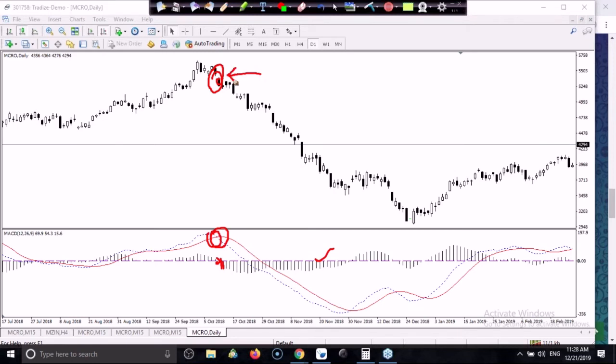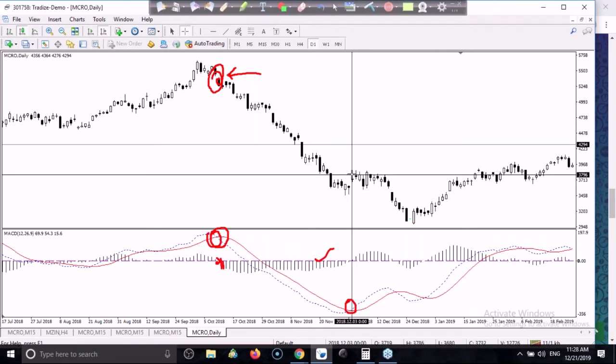Now we have seen here some crossover. They have given a buy signal. Let me show you some buy opportunity here. You can see here there was a buy opportunity, but the price again fell down.